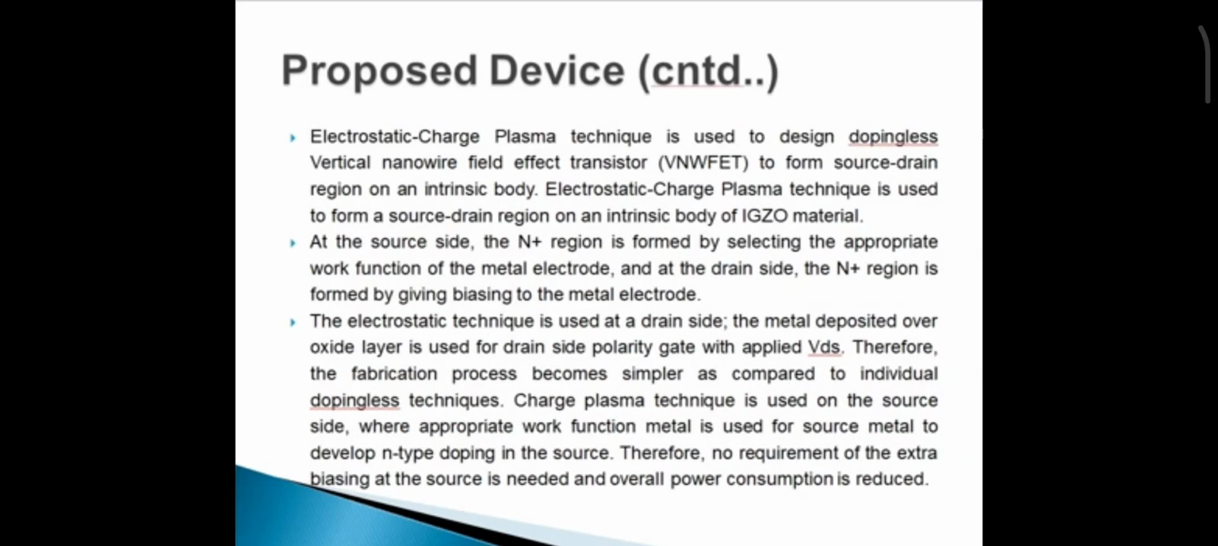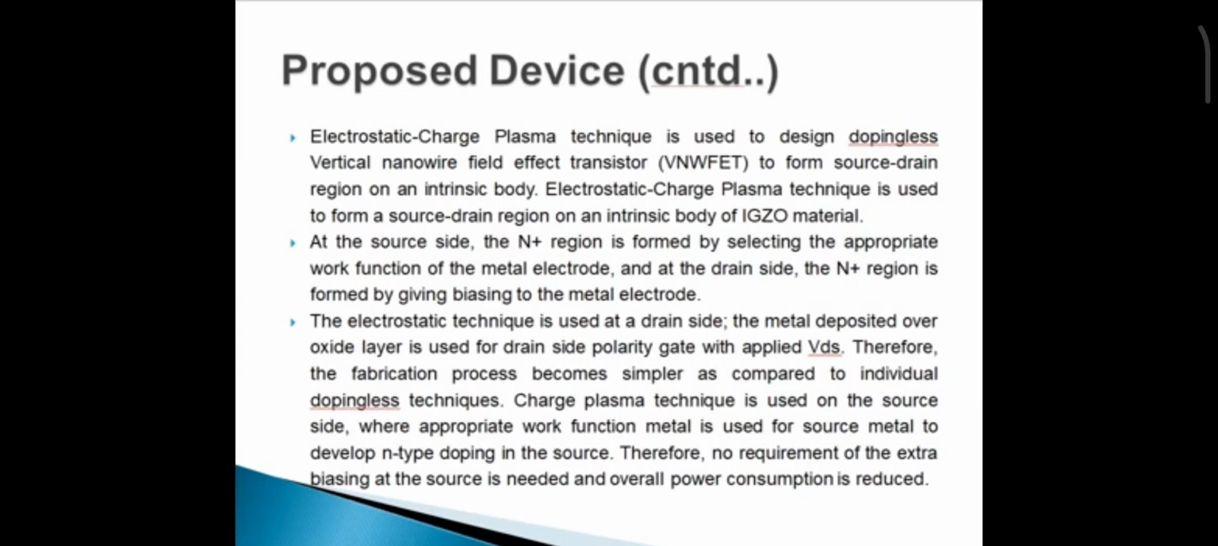Electrostatic charge plasma technique is used to design a dopingless vertical nanowire field effect transistor, forming the source and drain regions on the intrinsic silicon body. Electrostatic charge plasma technique is used to form the source and drain region on an intrinsic body of IGZO material. At the source side, the N plus region is formed by selecting the appropriate work function of the metal electrode, and at the drain side, the N plus region is formed by biasing the metal electrode. The electrostatic technique is used at the drain side.